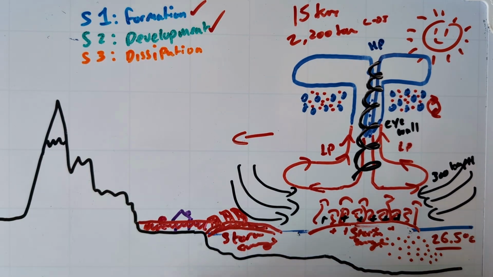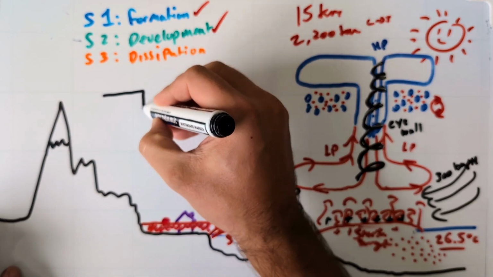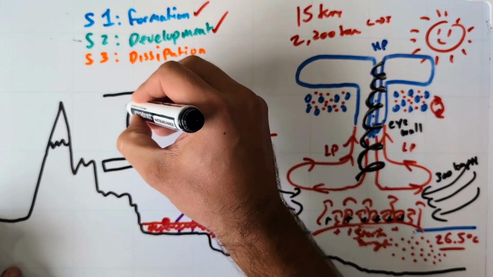So, what happens as our hurricane moves over land? So, moving it along, drawing a very quick hurricane over here.